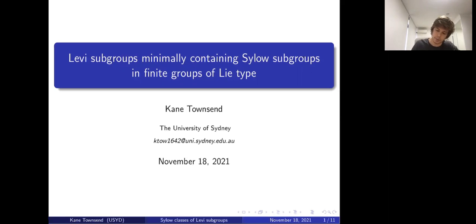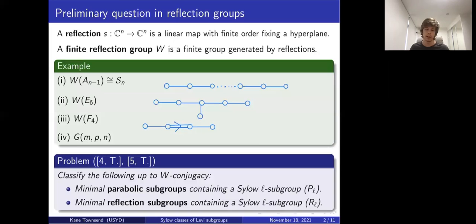Today I'm going to be talking about Levi subgroups minimally containing Sylow subgroups in finite groups of Lie type. But as a preliminary warm-up exercise, we'll look at a similar problem in reflection groups. A reflection is a linear map with finite order that fixes some hyperplane. And of course, a finite reflection group is a group generated by some reflections. So I've given some examples.